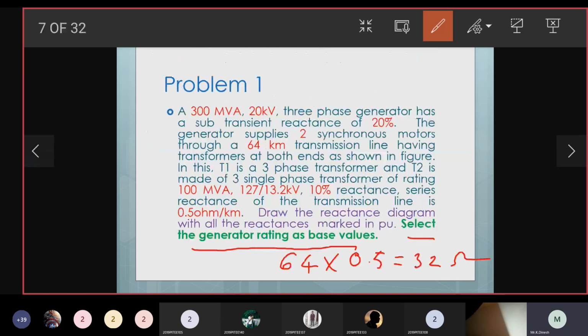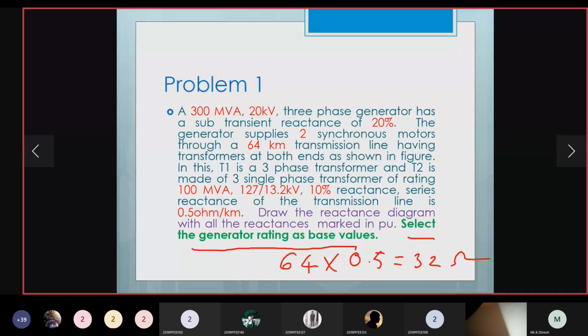Because it is the first problem, I am explaining very slowly. If you have any doubt, you may ask.